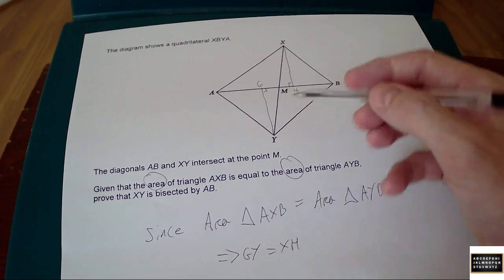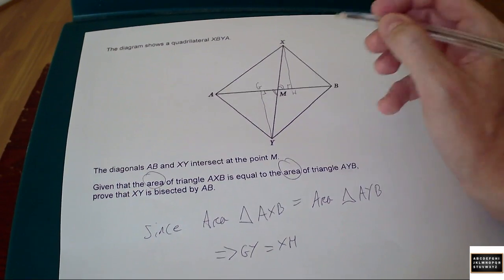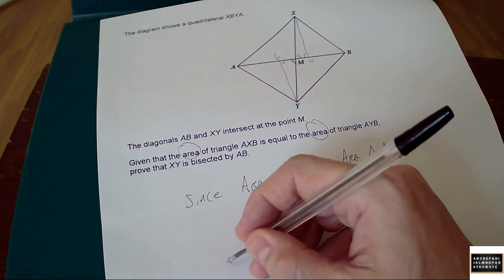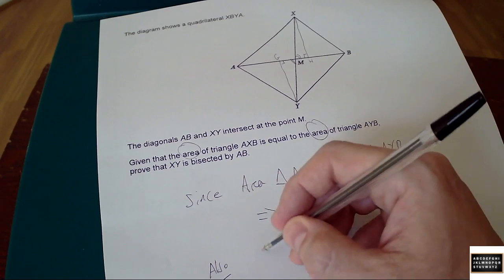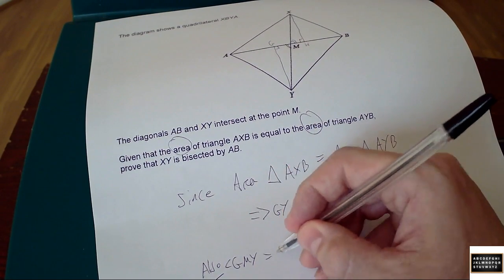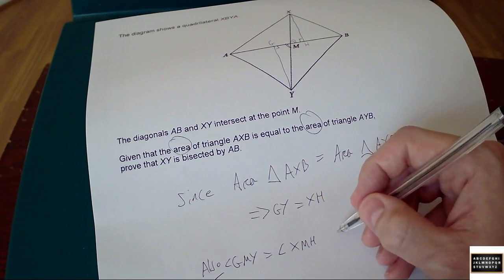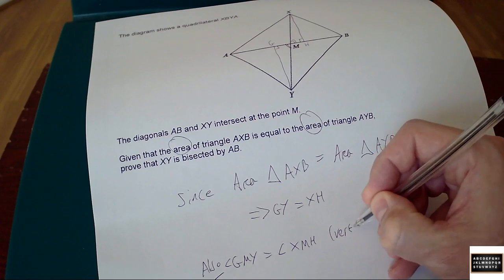If you also look at the angles in the diagram, this angle here must be the same as this angle there because they're vertically opposite. So I'm going to say that. We'll say angle GMY is equal to angle XMH because they're vertically opposite.